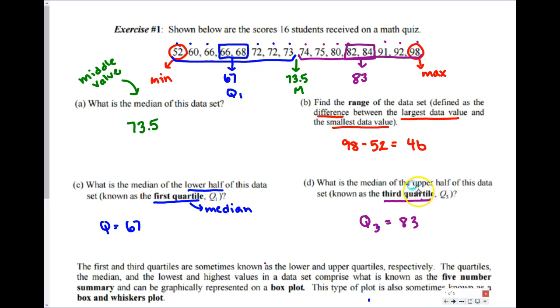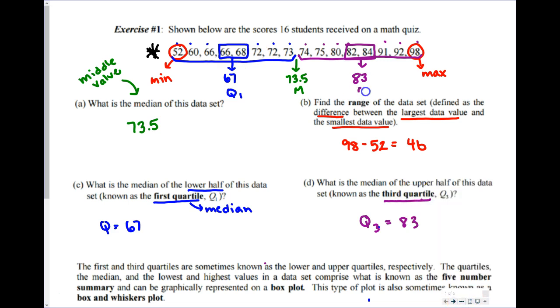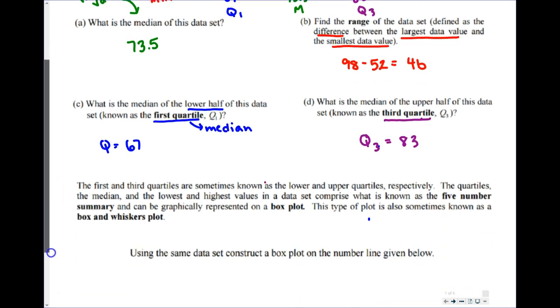Okay, now see how I've labeled my data set up here? I can't express to you enough how this needs to happen. This labeling, I've circled my min and max, I've labeled my median, and I've labeled my lower quartile and upper quartile. Okay, this is really critical because you need all of these values now to make your plot. So that's what this next part is right here.